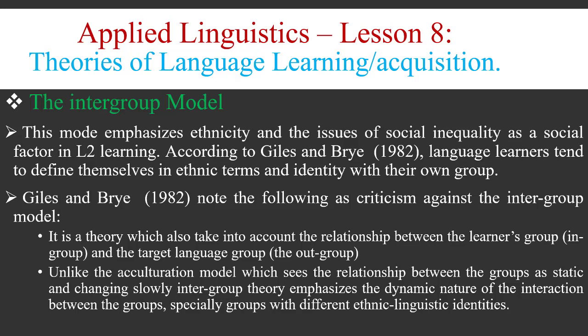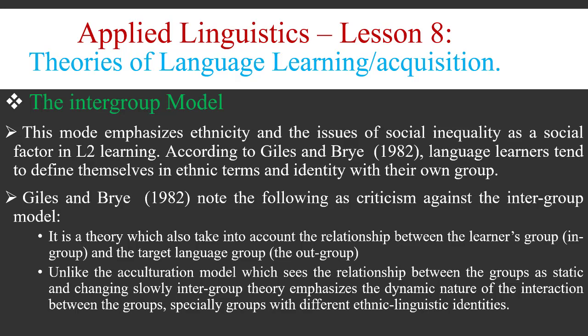So this intergroup model is very close to the acculturation, sociocultural model that we have seen in the previous videos. So Giles and Bourhis noted the following as a criticism. So this is like a criticism of this model, a theory which also takes into account the relationship between the learner's group and the target group. Okay, so this theory sees the relation.